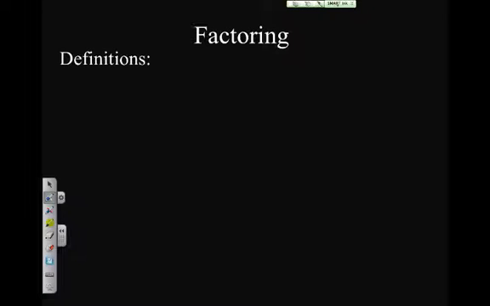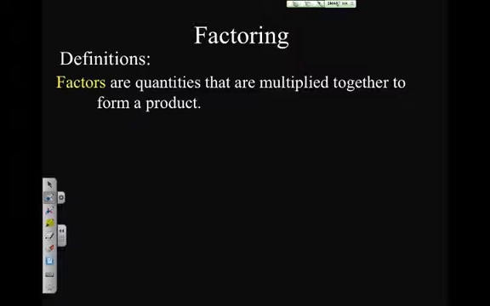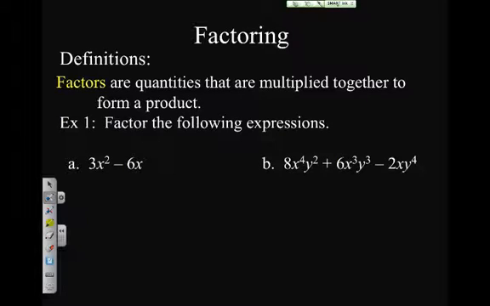Today we're going to start our discussion on factoring. And when we talk about factoring, we want to remember that factors are quantities that are multiplied together to form a product. When you are starting math, you talk about factors of, for instance, 6. 2 times 3 is 6, and therefore 2 and 3 are both factors of 6. So that's what a factor is. It's a quantity that's multiplied together to form a product.